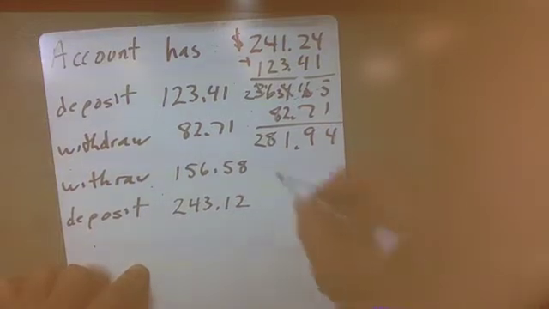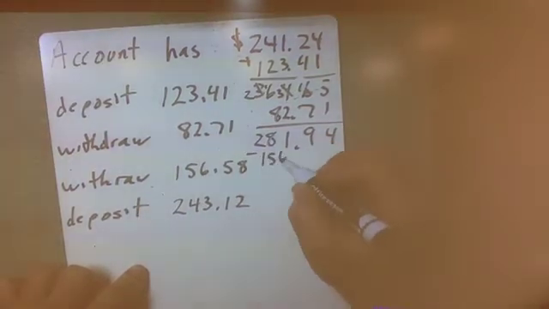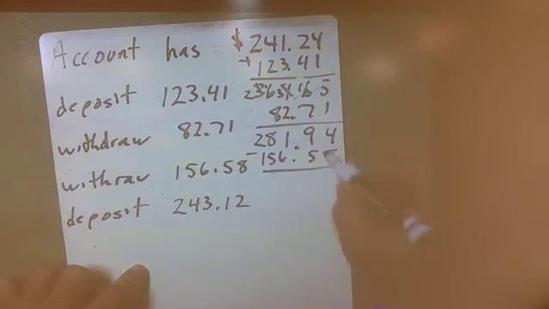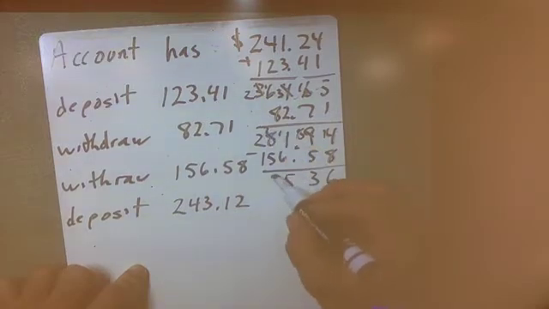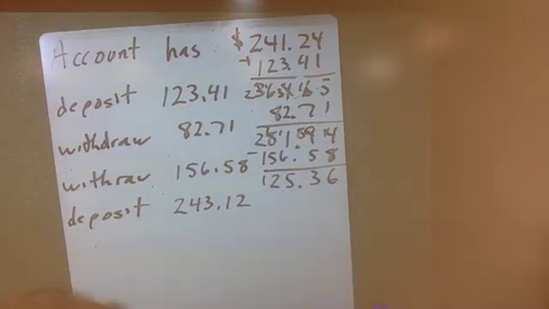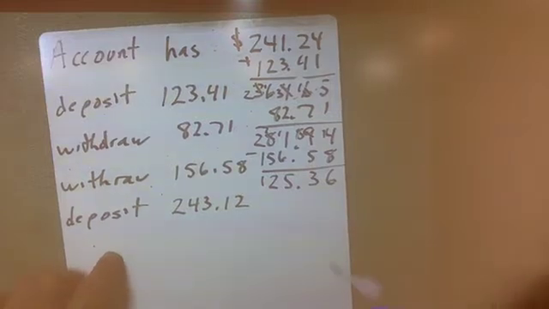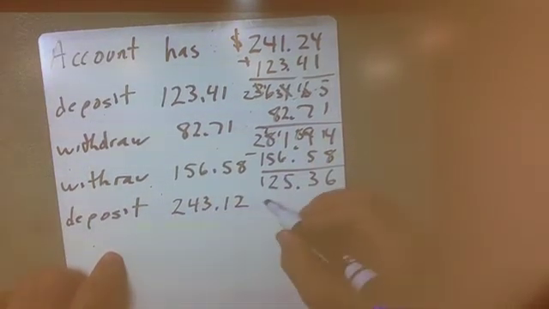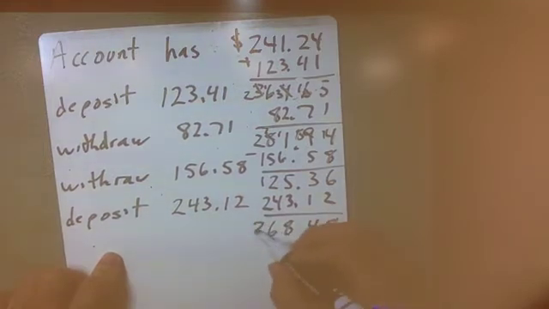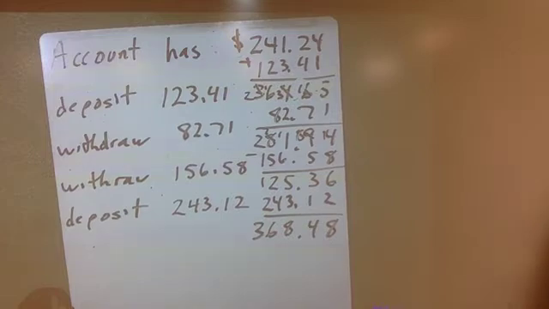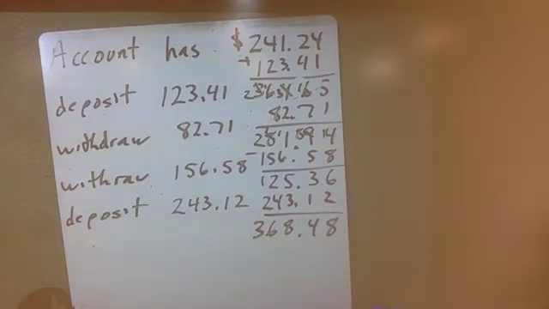Then I withdraw again. So I subtract again, 156.58. So I have to borrow. That's 6, 3. Have to borrow here. That's 11. So that's a 5, 2, 1. So now I'm down to 125.36. But then I add, finally, at the end, I deposit 243.12. So I'm up to 84863, 368.48. So that must have actually been a 34 cents because I ended up with 50 the first time.